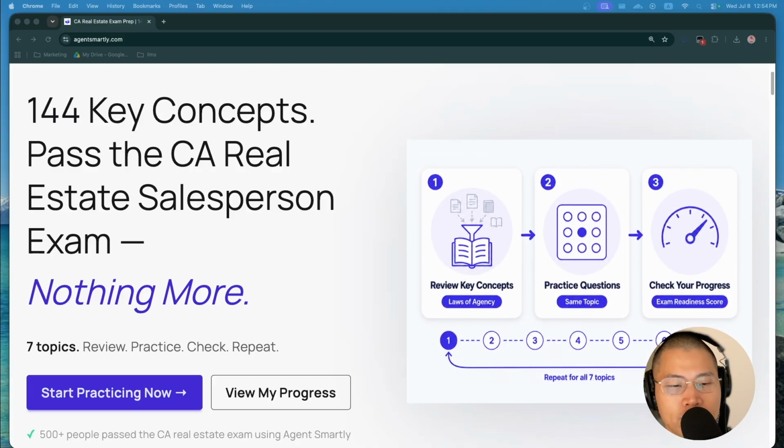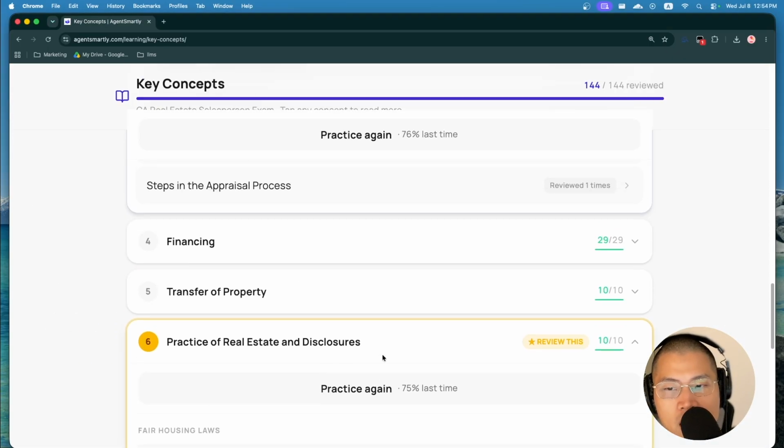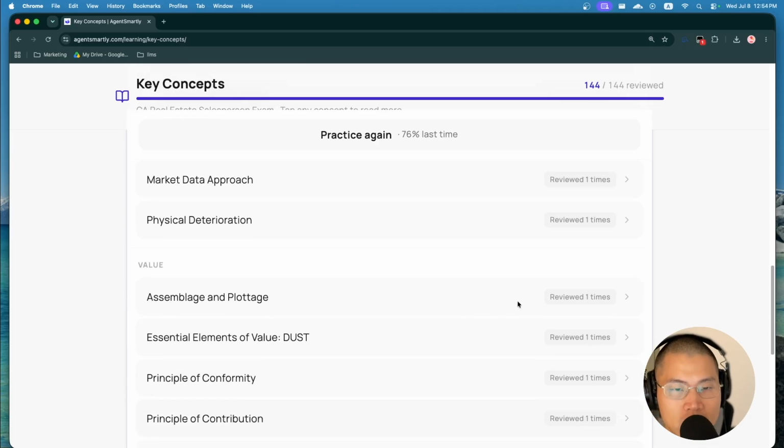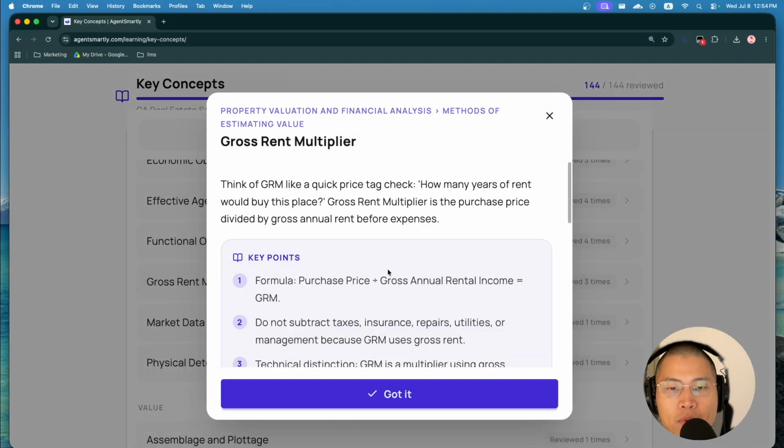Let's get into it. First, we go to our key concept tab, as you can see right here, and scroll down a little bit under the property evaluation, right here, the Gross Rent Multiplier. I know a lot of students find the synonym GRM very confusing. You will probably see it on your exam. Simply put, it's a quick price tag check: how many years the rent could buy this price.